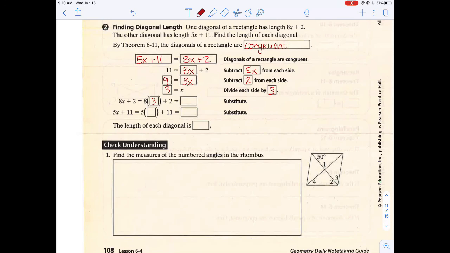So then I can plug in 3 for x. 8 times 3 is 24, plus 2 is 26. 5 times 3 is 15, plus 11 is 26. So each diagonal is 26.